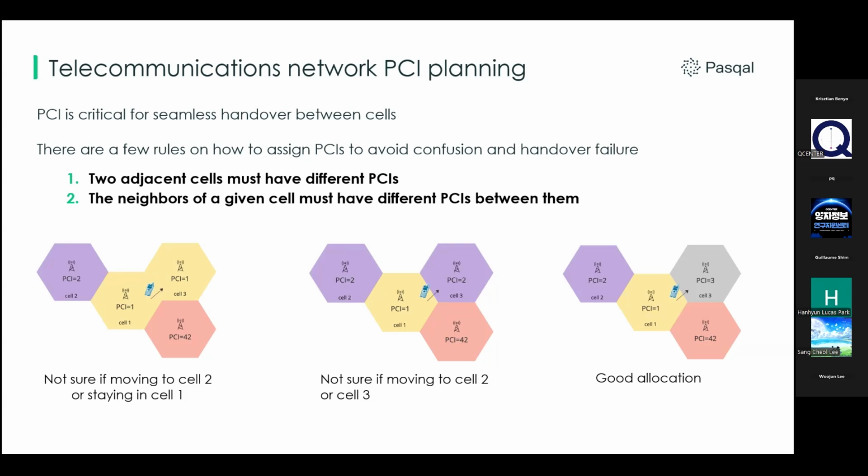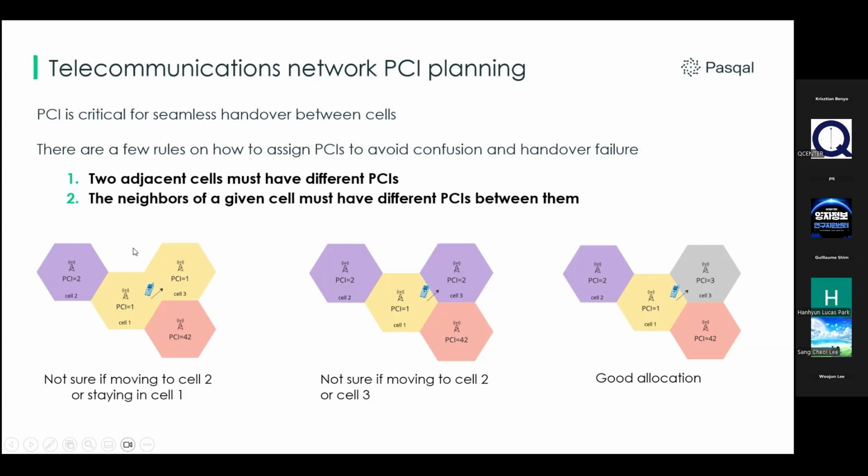This PCI, this physical cell identifier, needs to be unique in a sense that it needs to be able to allow for the network to track your movement. Therefore, neighboring cells cannot have the same physical cell identifier, because if they have the same identifier, the network would not be able to tell if you are situated in one or the other.